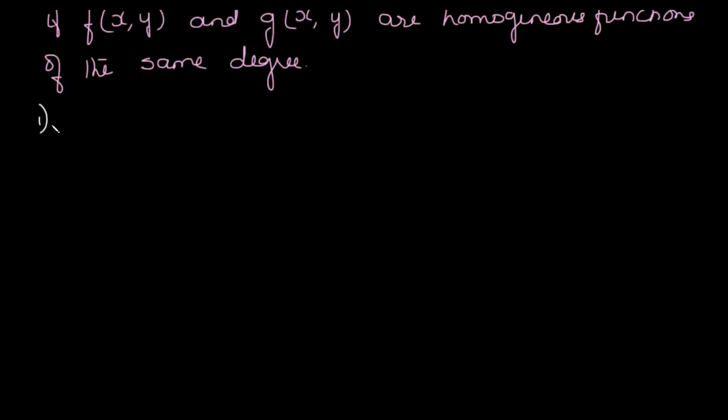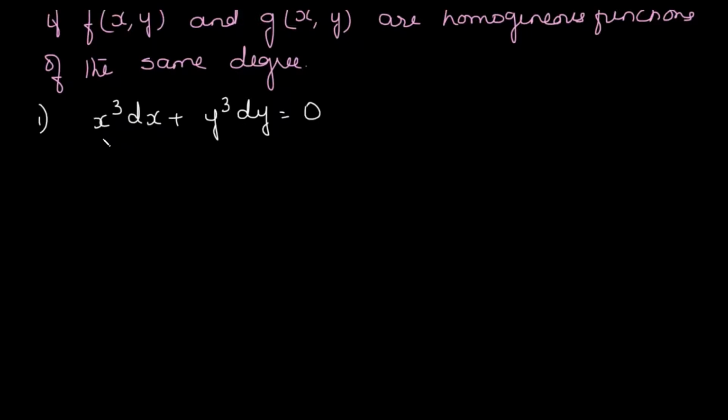Say the first example, suppose I give you x cube dx plus y cube dy is equal to 0. So this is a differential equation. How do we know that it is a differential equation? Because we have dx and dy involved over here. Now is this homogeneous in this case?